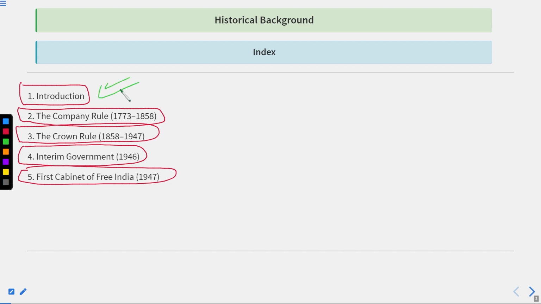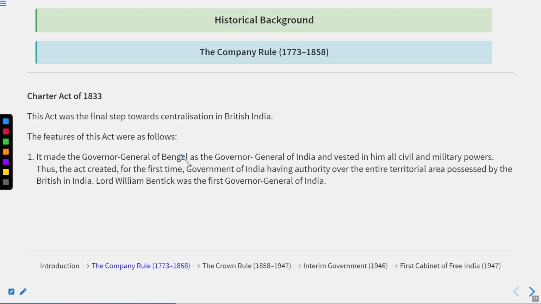Out of these, we are done with the introduction. We are left with the company's rule, or you can say we had been discussing the company's rule in the last two lectures. And the topics which we haven't started so far are these ones. Okay. So this is the picture we have created together so far. So we will start from where we left off in the previous lecture. All right. Till the Charter Act of 1813 we had covered.